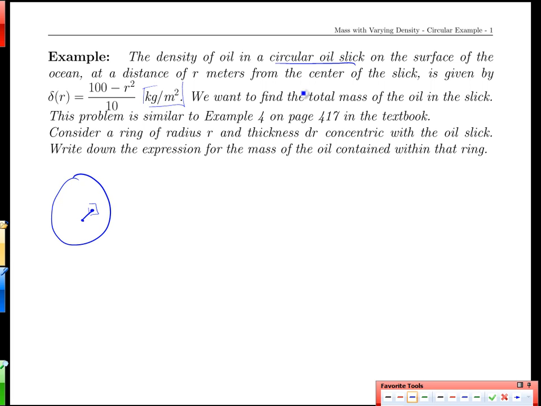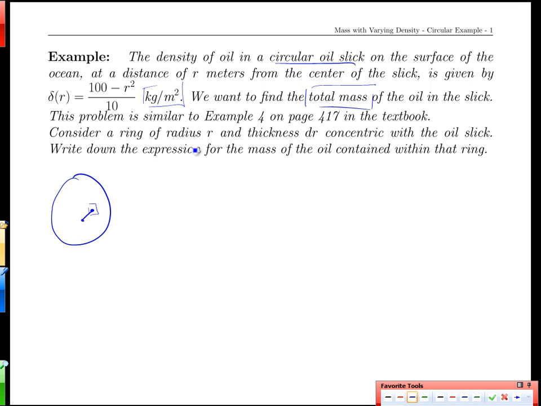Okay, what is our goal? We would like to find the total mass of oil in the oil slick. And similar to one of the examples in the textbook, so if you have any challenges, take a look at that. What we're going to do is consider how to break this down. So as with other examples, we need to break it down into thin slices somehow. We're going to see a new slicing technique here.